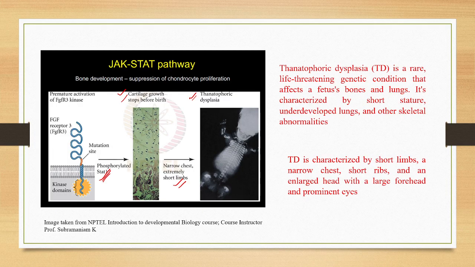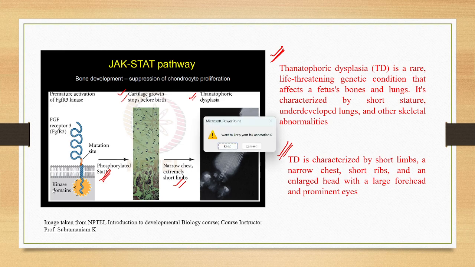You can see that thanatophoric dysplasia is a rare genetic condition that affects a fetus's bones and lungs. It is characterized by short stature, underdeveloped lungs, and other skeletal abnormalities. This is thanatophoric dysplasia, characterized by short limbs, a narrow chest, short ribs, and an enlarged head with a large forehead and prominent eyes. So these are the characteristics of thanatophoric dysplasia. Okay, now we'll move to the next question.